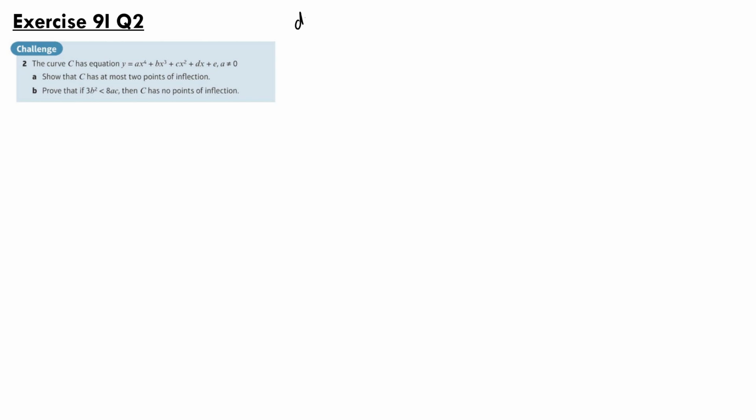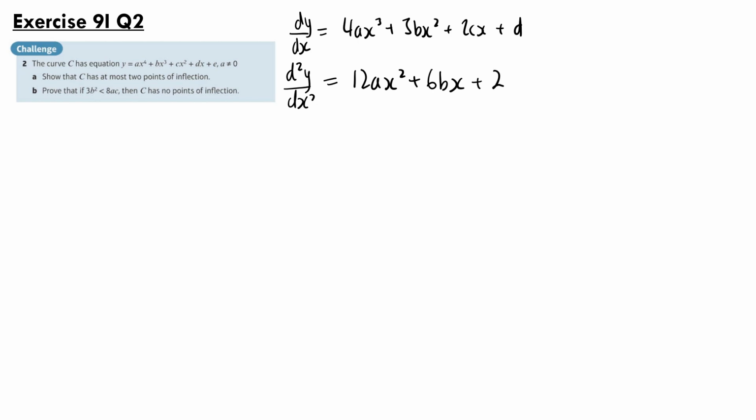So dy by dx, first of all, is going to be 4ax cubed plus 3bx squared plus 2cx plus d. And then finding the second derivative, we're going to have 12ax squared plus 6bx plus 2c. And for a point of inflection, we need this to be equal to 0. And because this is a quadratic equation, we know we have at most 2 solutions. So at most 2 points of inflection. Perfect.